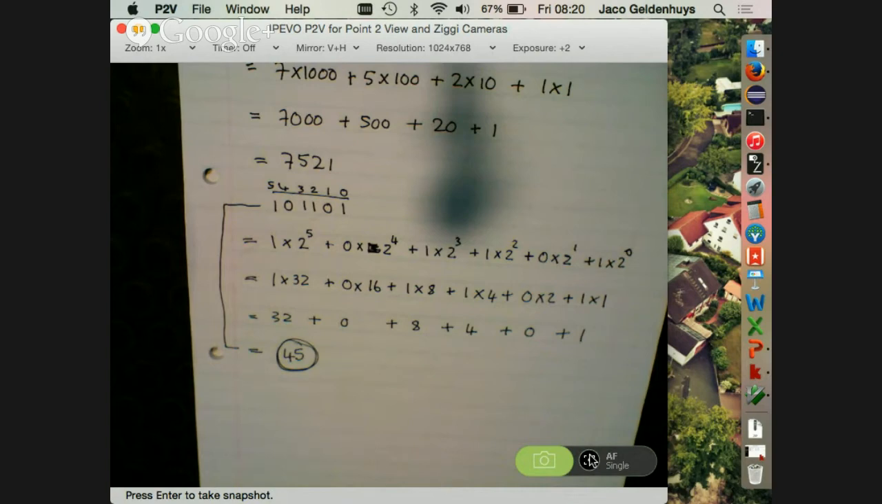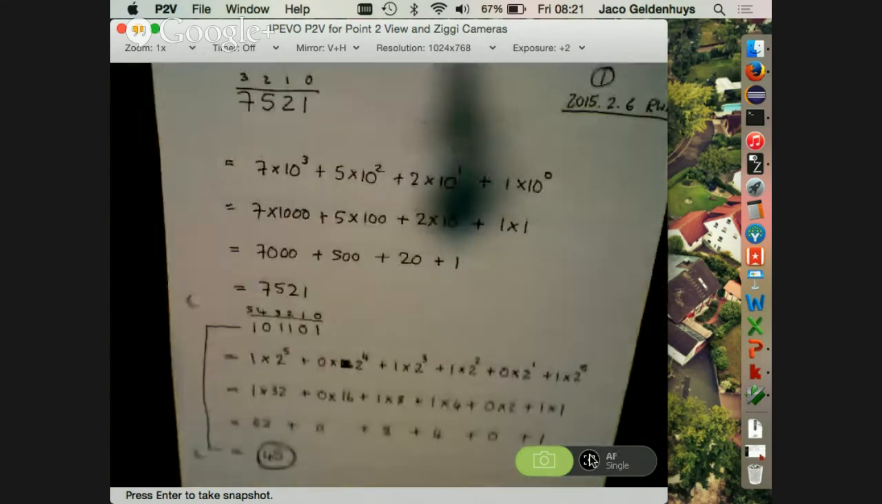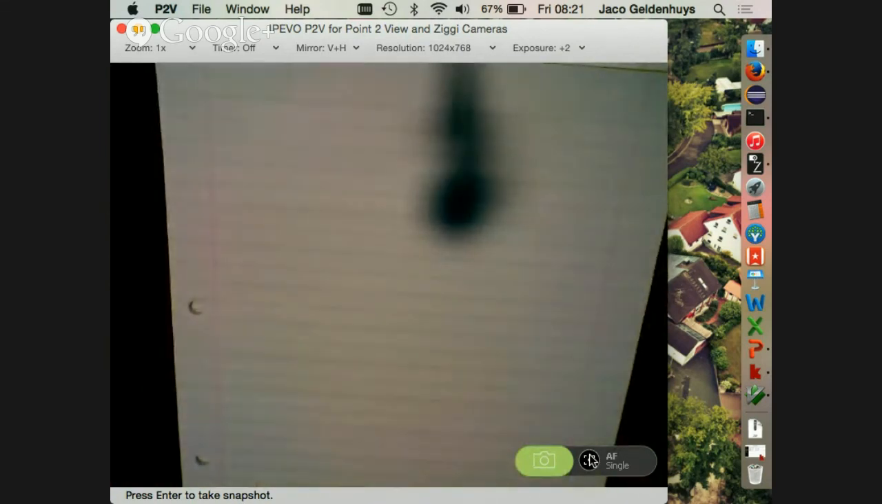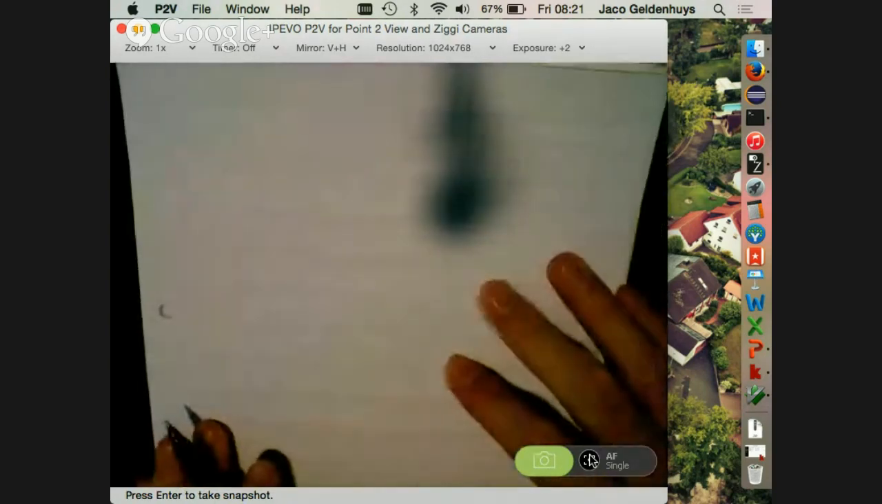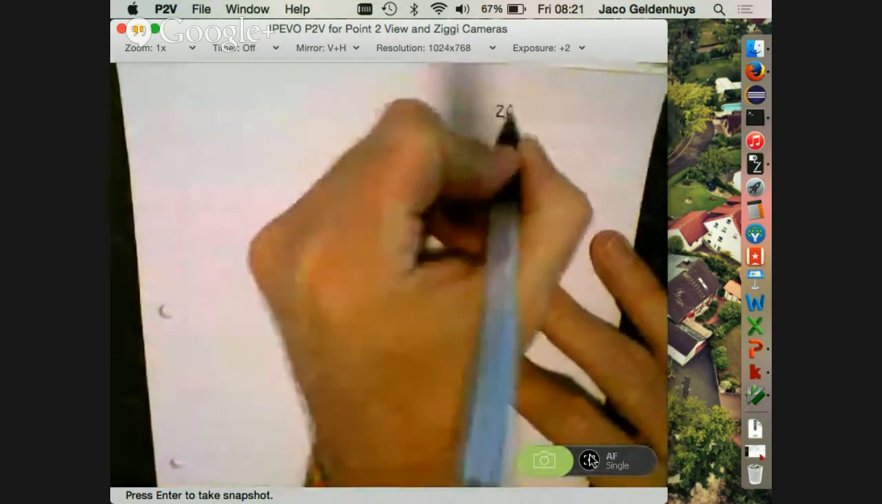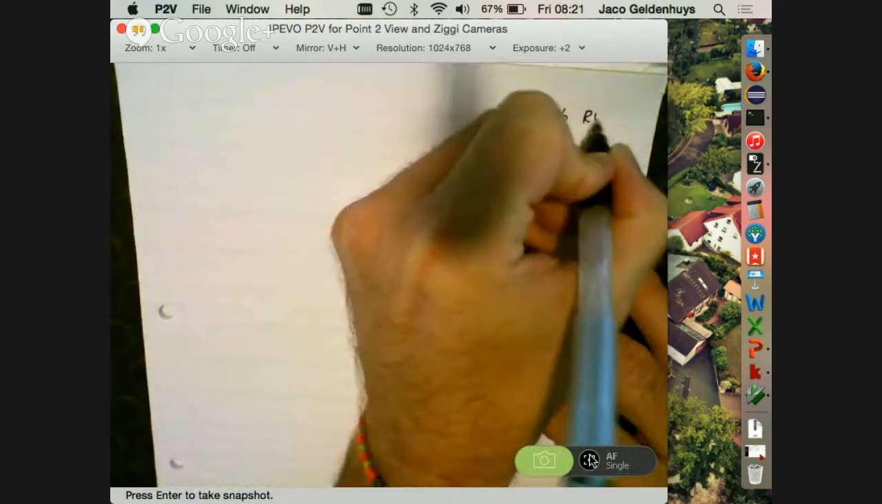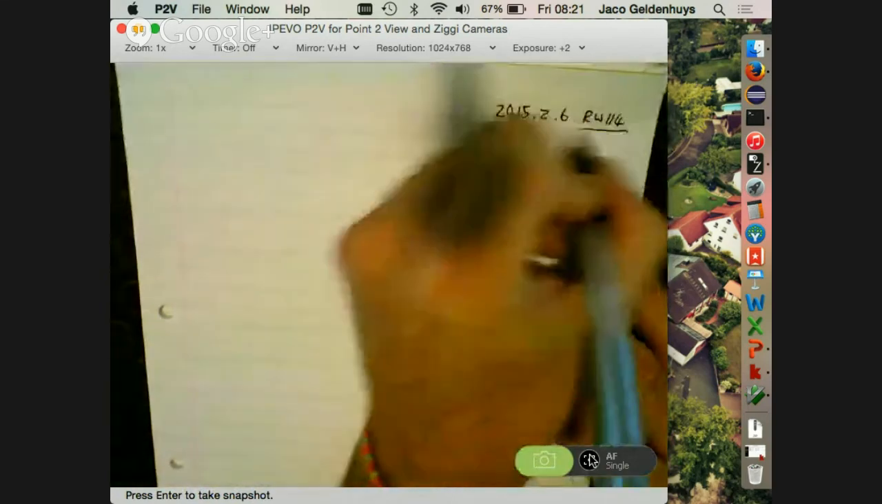And how do we go the other way around? Not difficult, easy peasy.